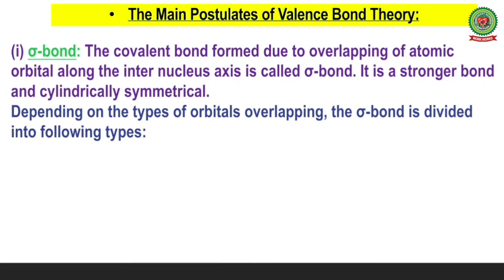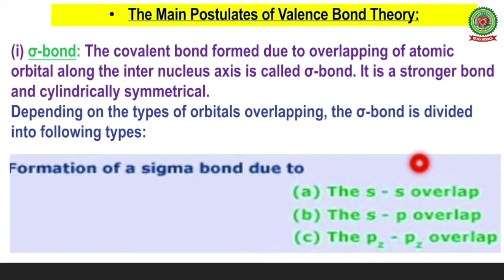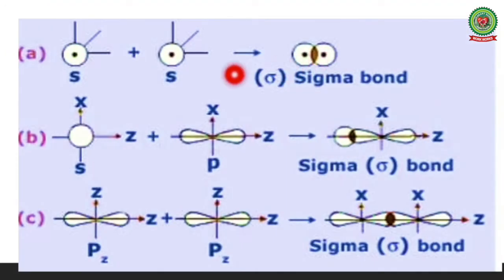Depending on the types of orbitals overlapping, the sigma bond is divided into the following types: s-s overlap, s-p overlap, and p-z overlap. These are the orbitals given to you. We have already done this in our previous chapter. When an s orbital overlaps with an s orbital, let us have a look at how the sigma bond will be formed. Since both s orbitals are symmetrical in shape, the sigma bond is represented in such a way. Next, if the s orbital is overlapping with the dumbbell-shaped p orbital, then the sigma bond is represented like this. When two p orbitals overlap together, the sigma bond is represented in such a way.